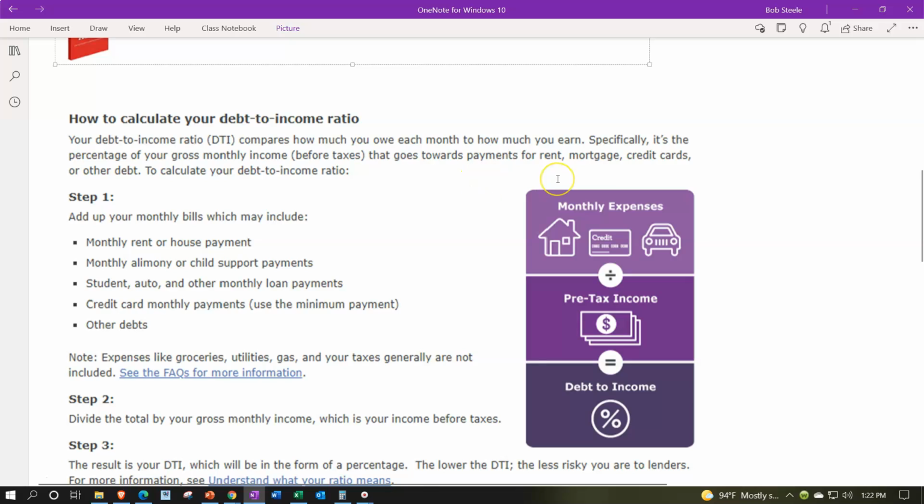Now, note here a little bit of a deviation, once again, because mortgage is a debt. That's a liability that you're paying off. Credit cards are things that you're paying off, and other debts are things you're paying off. But rent isn't debt. Rent is rent, right? It's an expense.